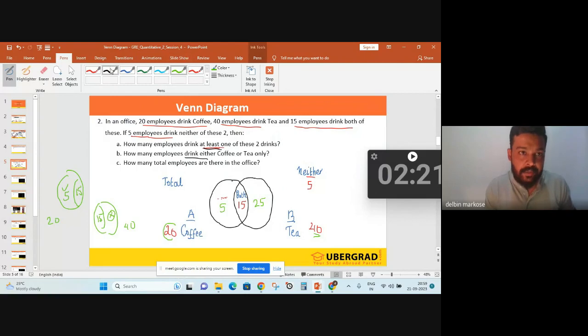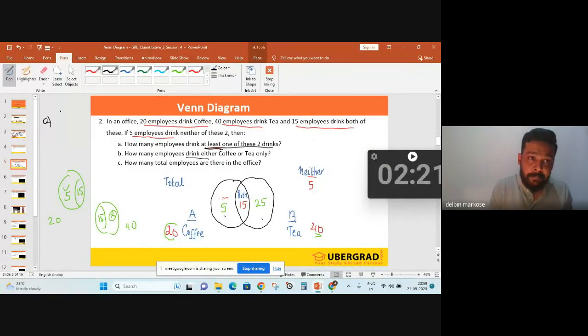Could you please confirm it? Please, everyone say if this is clear. Okay, now let's discuss this question very carefully. What they are trying to say: how many employees drink at least one of these two drinks? Minimum one of these two drinks. What is the meaning of the first question? They have to drink minimum one of these drinks.